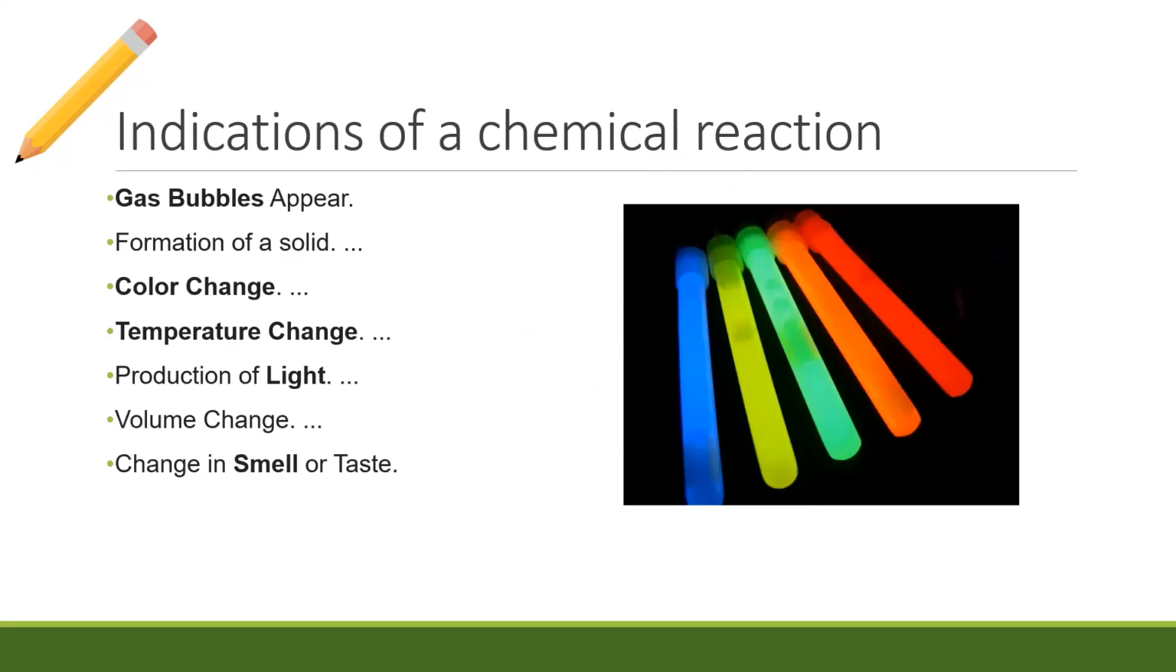Well, there are 7 signs that a chemical reaction has occurred. And I'd like you to write these 7 signs down. You can paraphrase them, which means you can take notes. You can shorten these words if you want. But I want you guys to write down these 7 ways that you can tell that a chemical reaction has happened. Now, usually more than one of these things will occur at the same time, but not always.